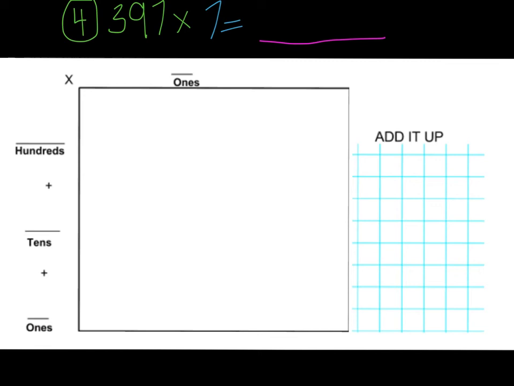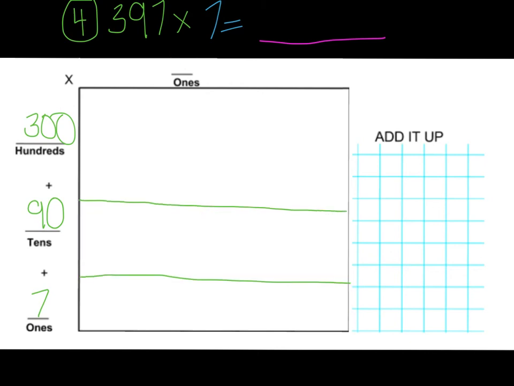I have 300s, which is equal to 300. I have 9 tens, which is equal to 90. And then I have 7 ones, which is equal to 7. On my other side, I just have 7 ones, so that's an easy one. I'm just going to fill it in, 7 ones. And then I'm going to do my next step. Remember, I'm breaking up the boxes, looking at the greater number. So I know 300 is larger. 90 is a little bit smaller. And then 7 is even smaller.